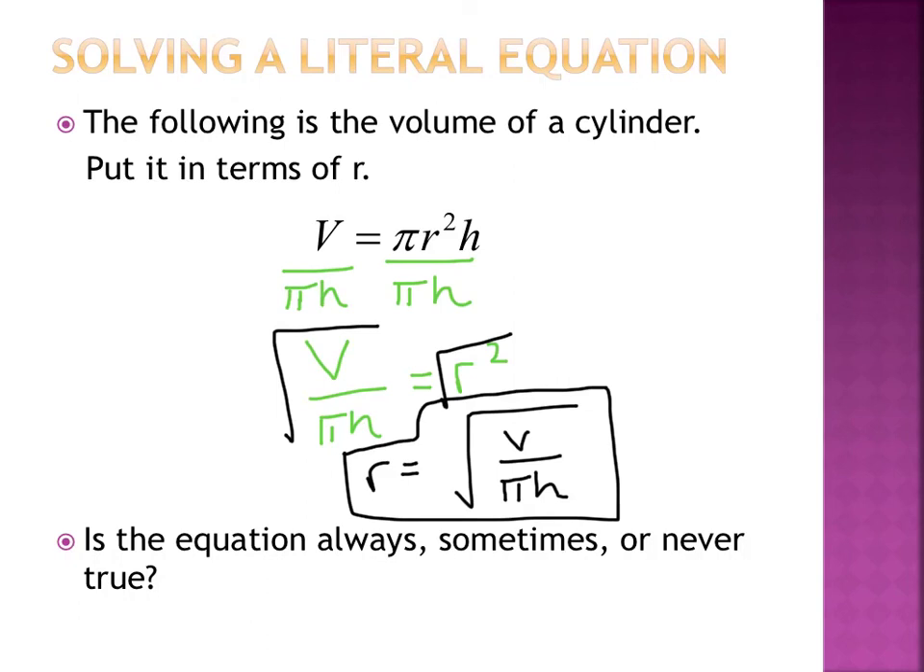Now, is this always, sometimes, or never true? Well, hopefully it's always true because it's the formula for the volume of a cylinder. But be careful here because I can only have values of the volume and the height that are going to be positive, which makes sense. I can't have negative volume or negative height. So this should always be true for values of the volume and height that are positive.